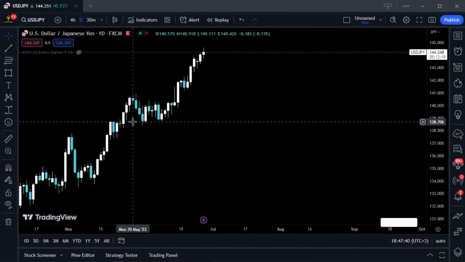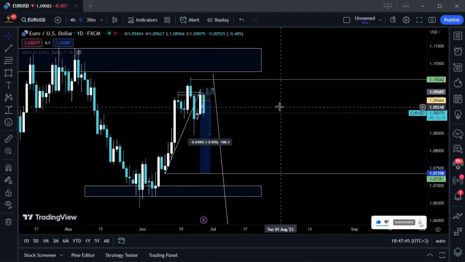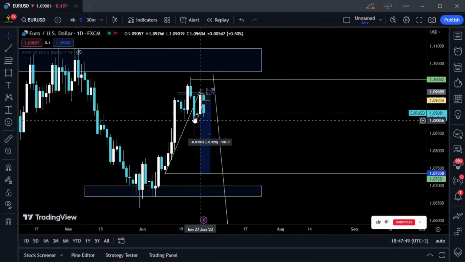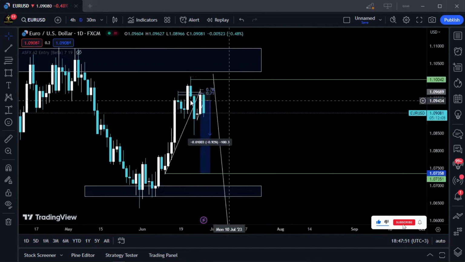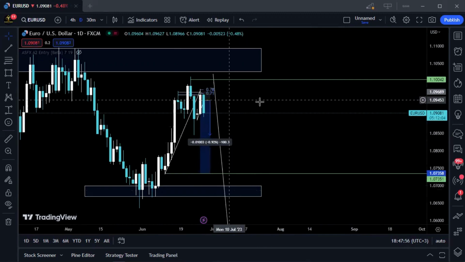Now, what pairs does this affect? Obviously, a lot of pairs. The first one is EURUSD. As you can see, today's candle has fully engulfed yesterday's candle so far. If it closes this way, it will indicate that the bears are taking over, and we should be looking for continuation of the sells.